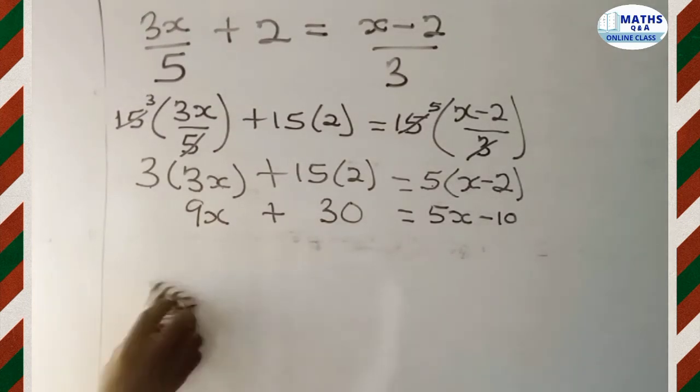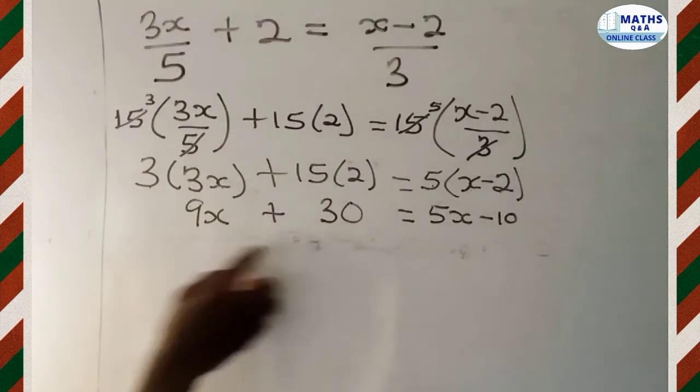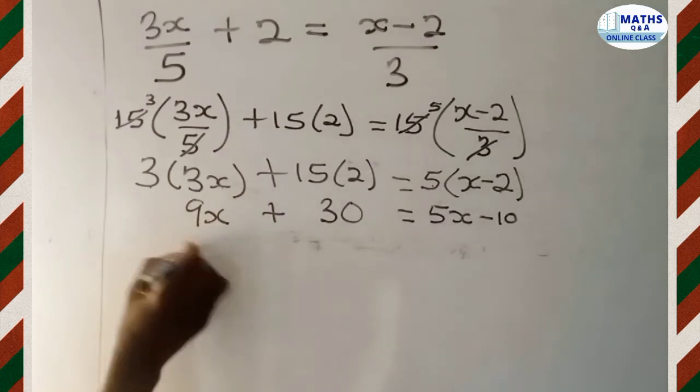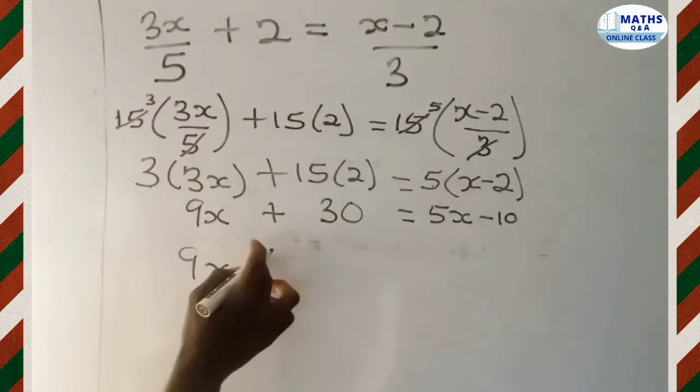Now that we've reached here, the next thing to do is to group like terms. By grouping like terms, we are writing all the terms that have x in them at one side of the equation sign, and then writing the remaining numbers, which are constants, at the other side. So I want to write those having x in them at the left hand side of the equation. So I'm having 9x here. I'm taking this one from this side to this side.